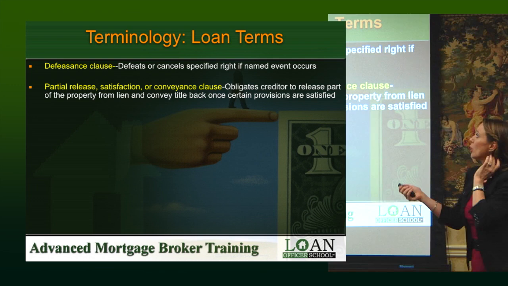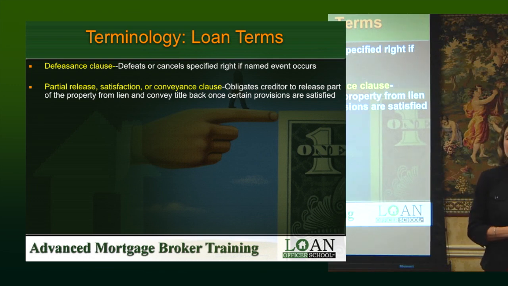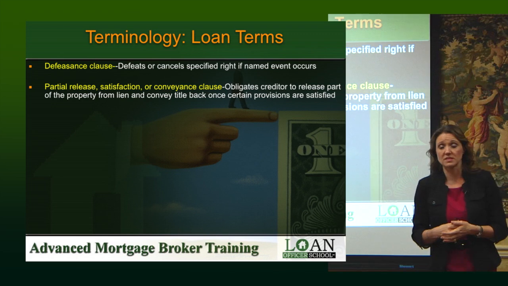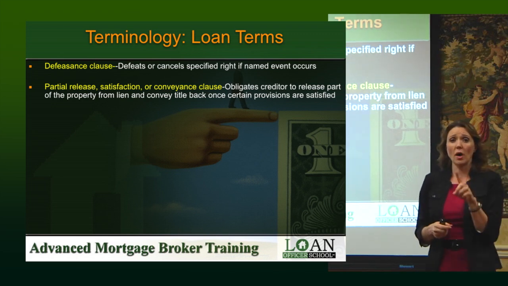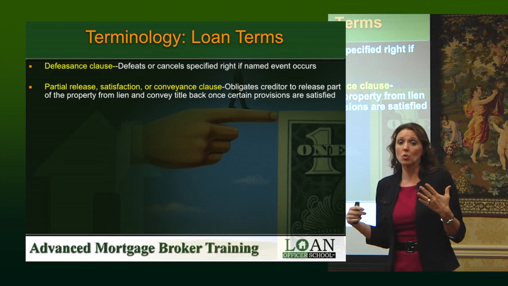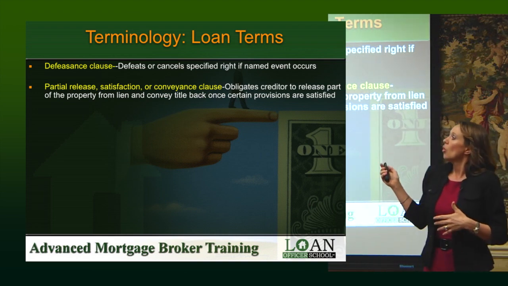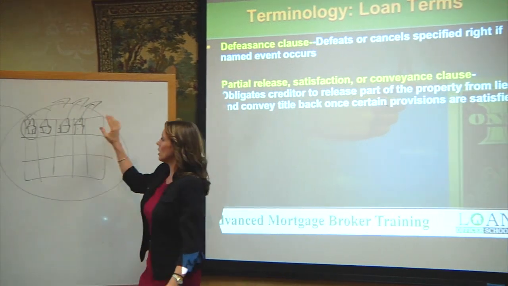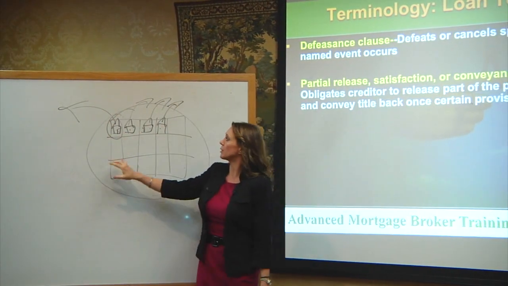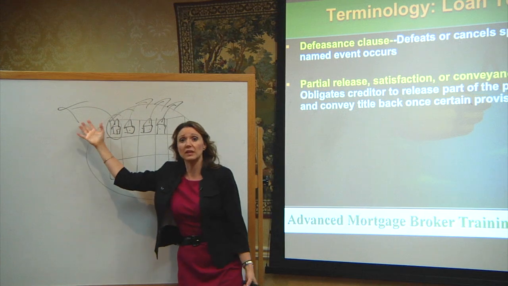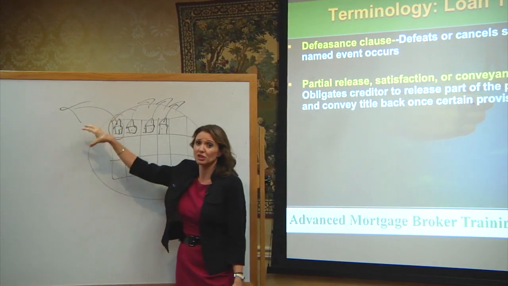All right, partial release, satisfaction, or conveyance clause. That's what I was talking about on blanket loans, blanket mortgages. When you've got one loan that covers more than one piece of property or more than one parcel of land. In that example over here on the board where we have one loan that covers all these properties, with each one that they sell off, they're going to get partial release. They've satisfied this portion of the loan.